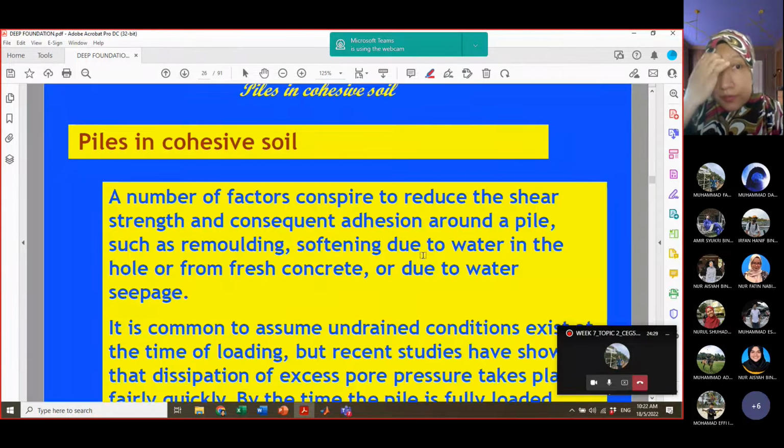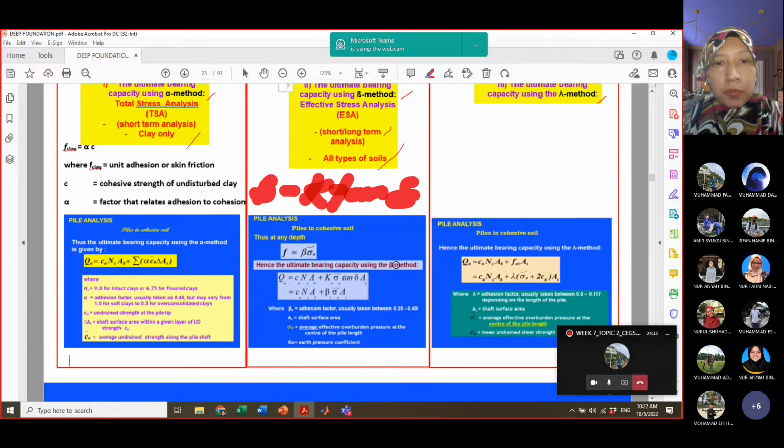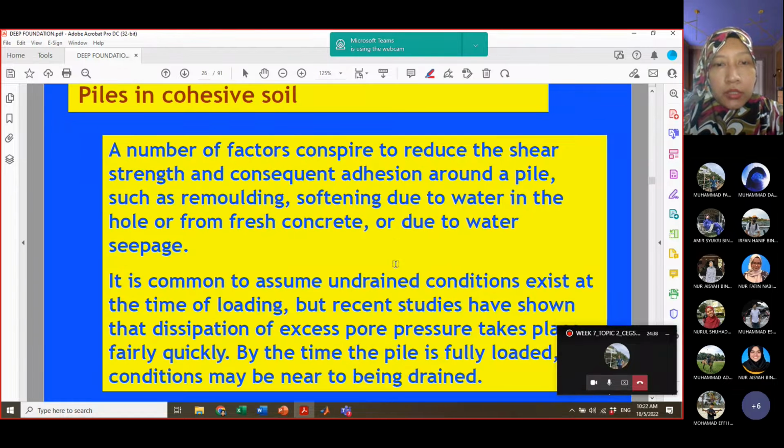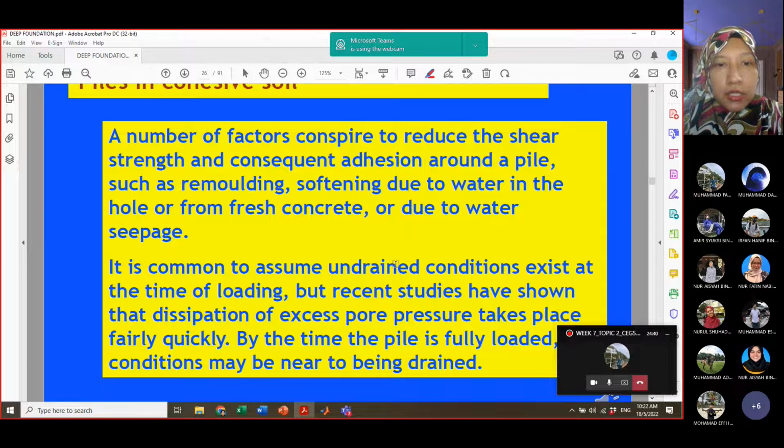Okay, yang ni yang lebih kepada dia punya explanation lah. Yang slide tadi tu lebih kepada summary formula apa yang kita ada untuk kita calculate ultimate bearing capacity piles in clay.